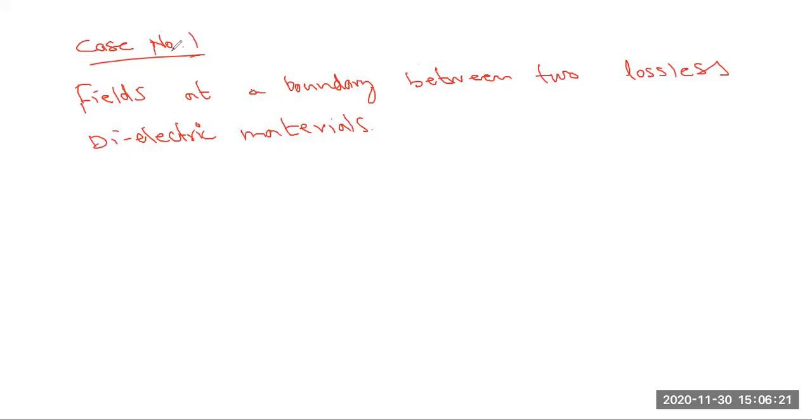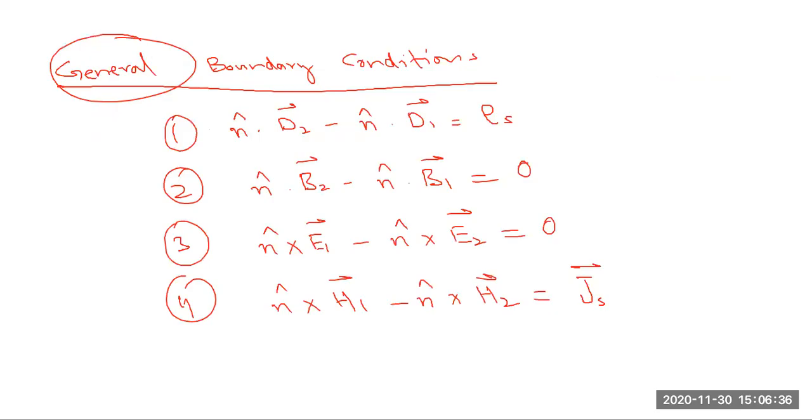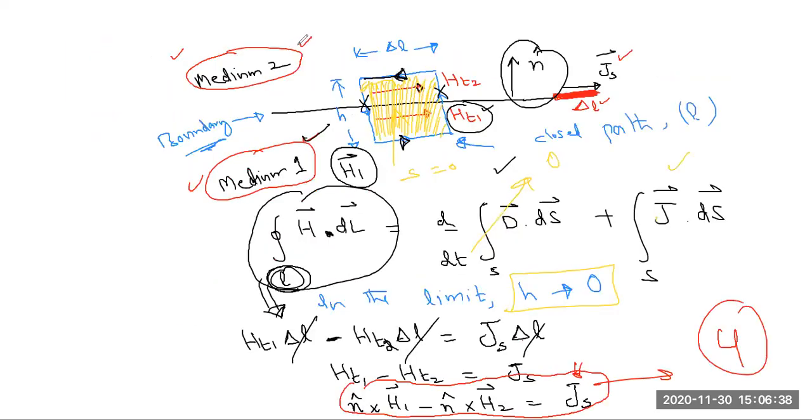So what situation am I considering? I'm assuming that the boundary that we are looking at is between two lossless dielectric materials. Let's assume that this is medium 1 and medium 2. They are dielectric materials, and I'm assuming that they are lossless.